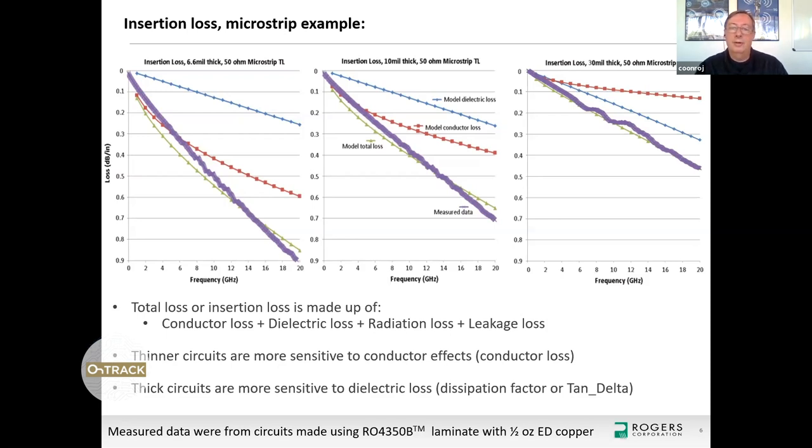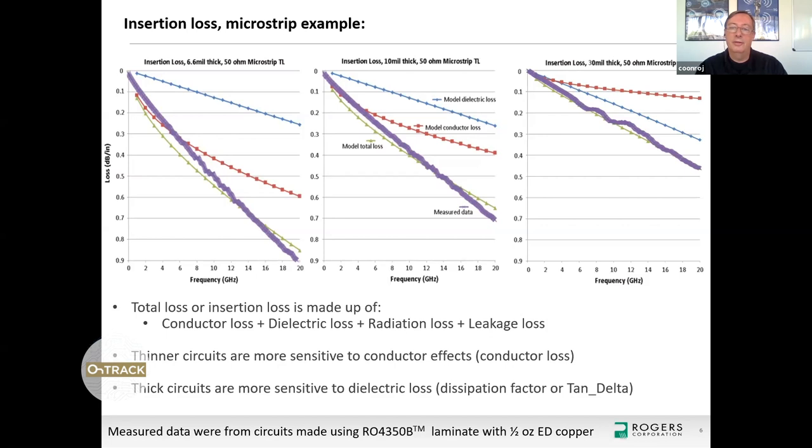The other curves are showing a model. The green curve is the total loss, or the insertion loss, and that model matches the measured results pretty close, good enough for what we're doing anyway, as an example. The red curve is the conductor loss and blue is dielectric. In this case, for a 10 mil thick substrate, 50 ohm microstrip transmission line, there is more conductor loss than dielectric loss.